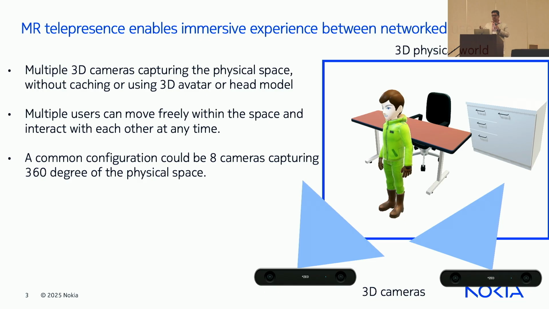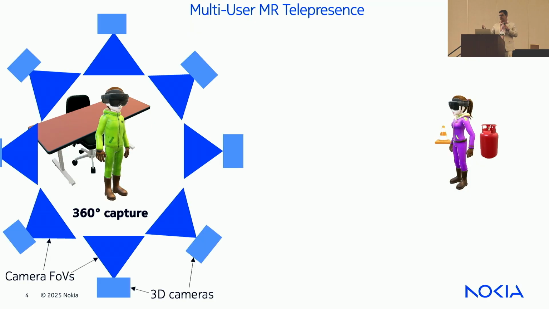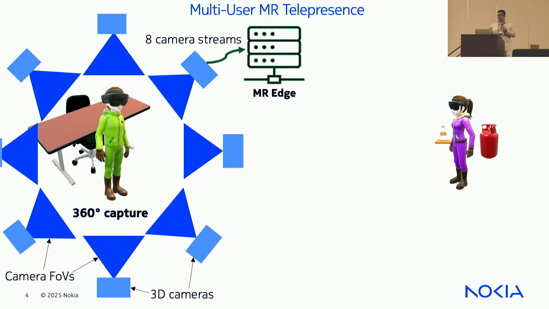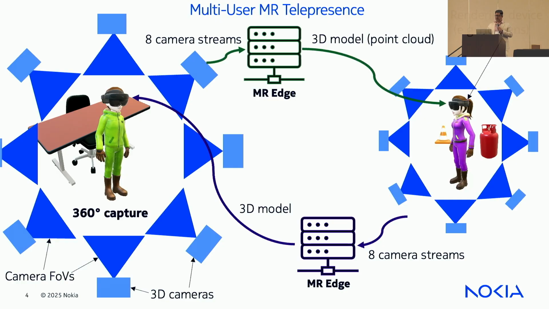A typical configuration would be a 360 capture of the physical space. It can be 8 cameras capturing this space, and this is an example of that. So we have the left user using these 8 cameras to capture the space, and this camera stream is sent to the MRH for processing, and then the processed model is sent to the user on the right-hand side, to the rendering device of that user. The same thing happens to the right user, streaming the cameras to the MRH and sending to the rendering device of the left user.